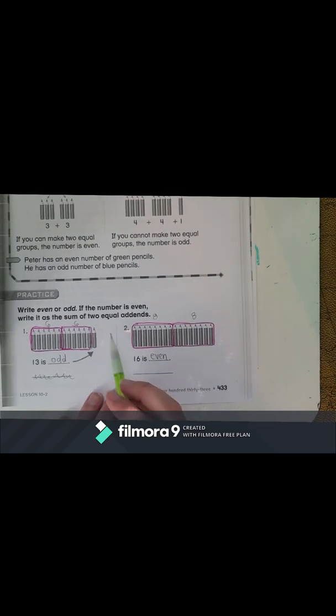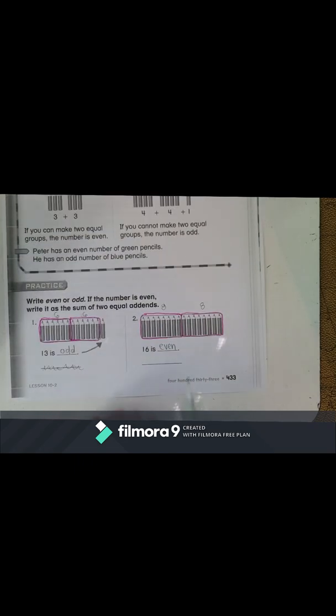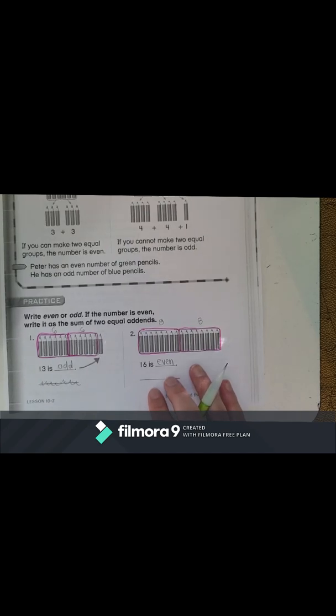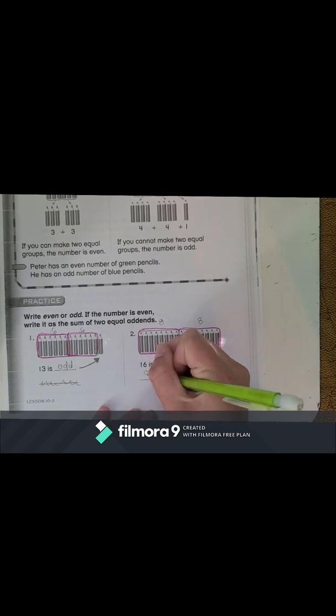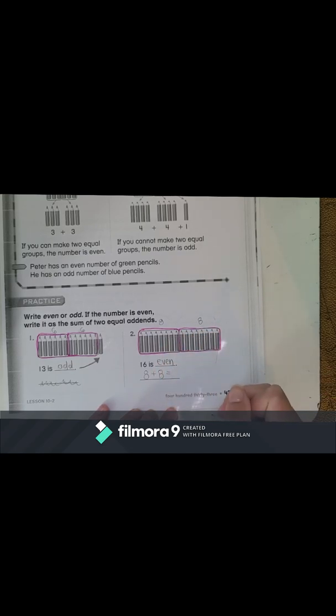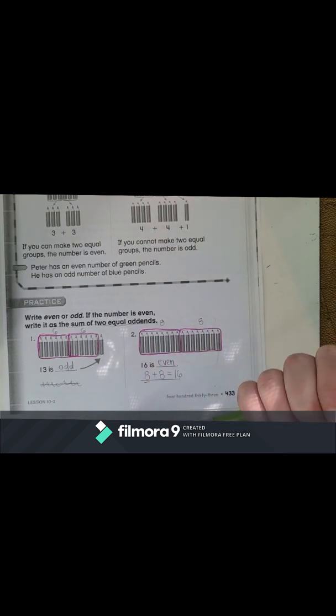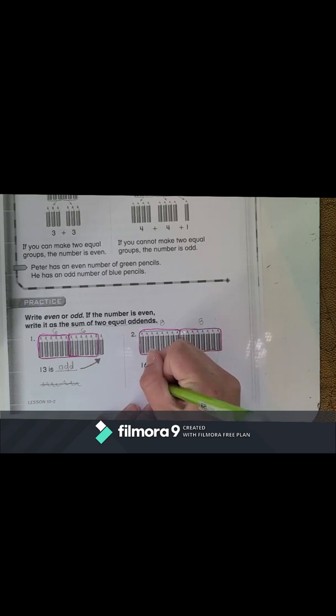Now here's where we have to go down. Remember how we wrote the equation down here? I have to figure out what kind of equation I'm going to write. Let's think about that. Remember your parts and wholes. All right, so I have one group of 8. I have another group of 8. And all together, I have 16. So that's what it means when it says, write it as the sum of 2 equal addends. These are my addends, and they are the same number.